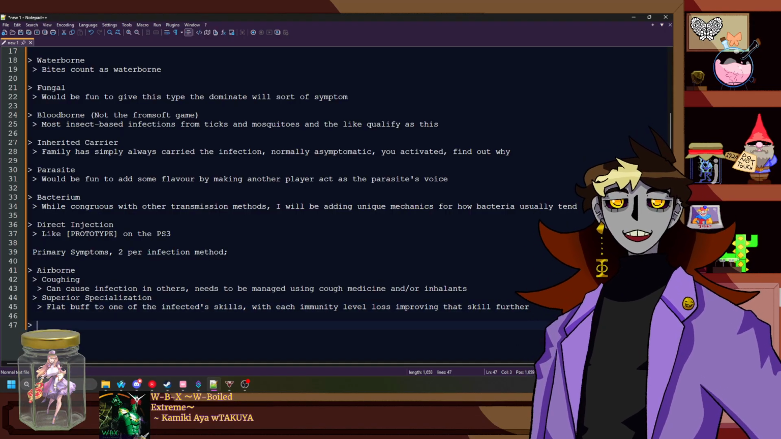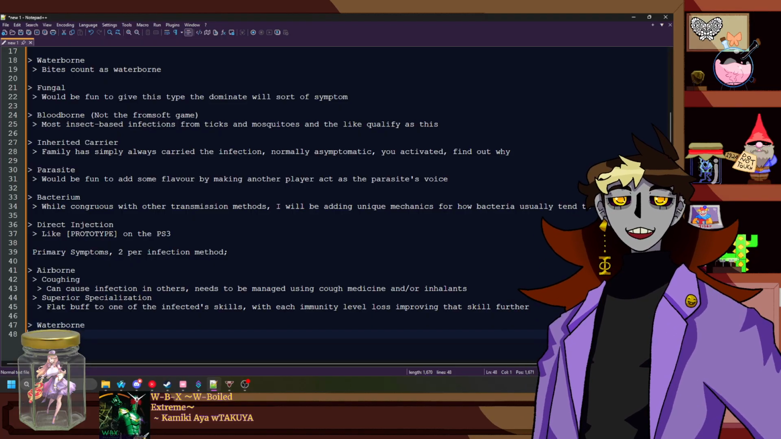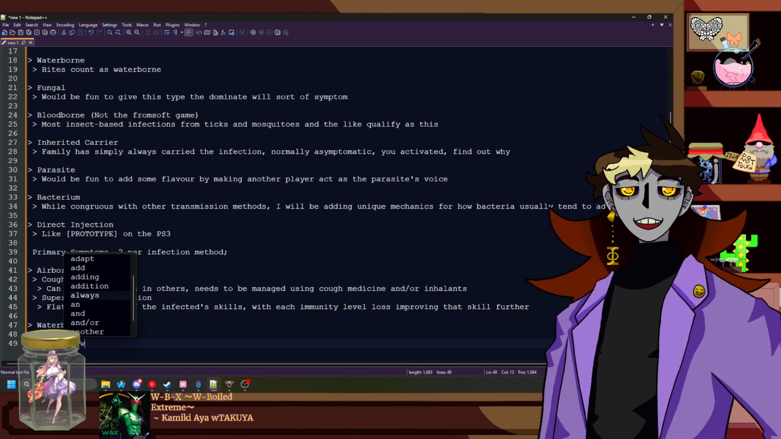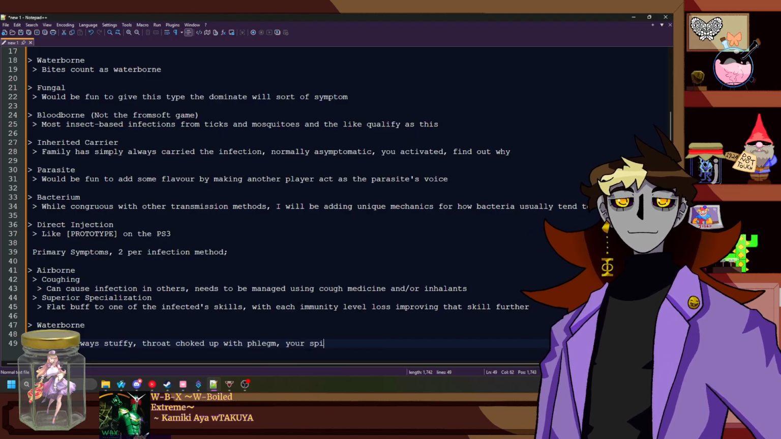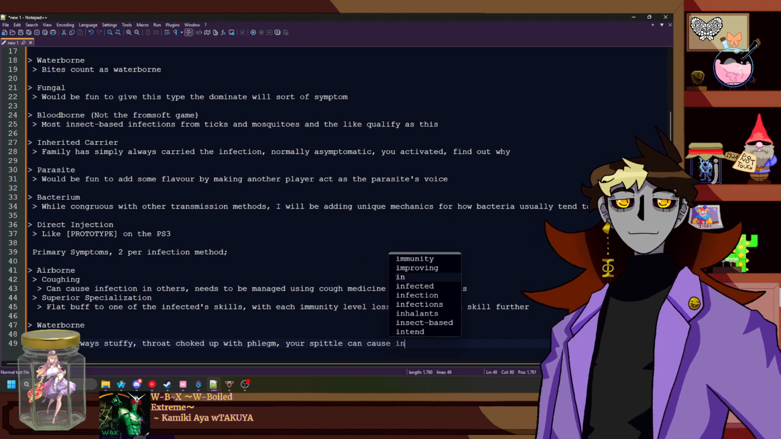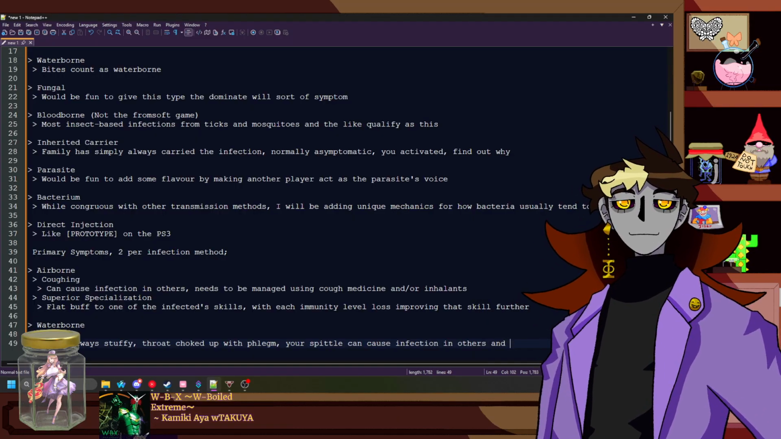All right, so we go on to Waterborne. Phlegm. Nose always stuffy. Throat choked up with phlegm. Here we go. Your spittle can cause infections in others, and you may have to cough.